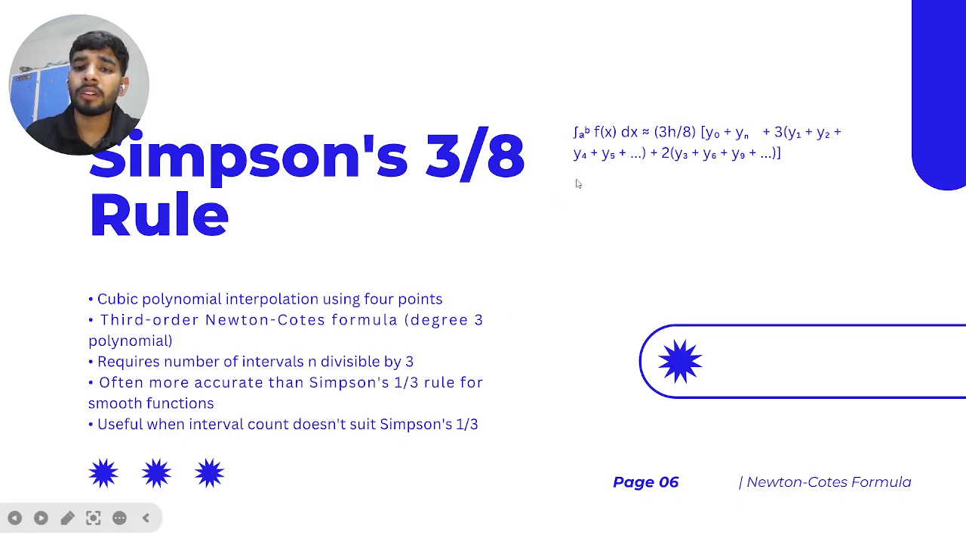Here the formula goes like integration from a to b of f(x) dx nearly equals 3h by 8 times (y0 plus yn plus 3 times (y1, y2, y4 and y5), the terms not divisible by 3, and plus 2 times (y3, y6, y9), the terms divisible by 3).